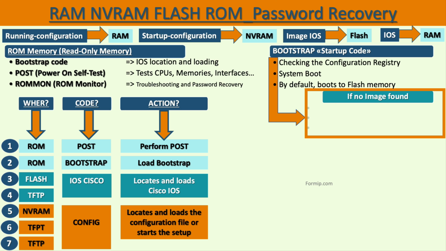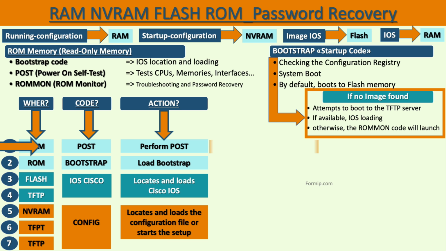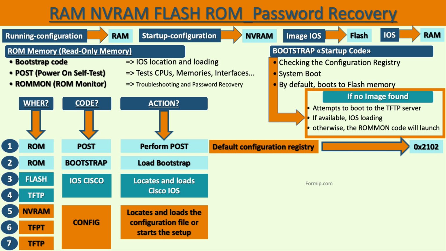The configuration register can be used to tell the router or switch to ignore the startup config so that it can recover a misplaced password. By default, the configuration register is set to 0x2102, which means that the IOS will be loaded from the flash memory, and it will be the config file available in the NVRAM that will be executed. That is to say, the startup config.